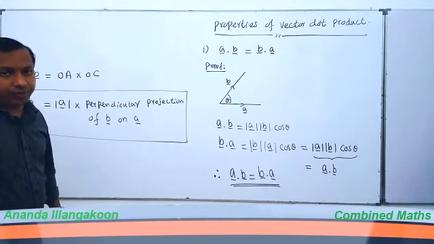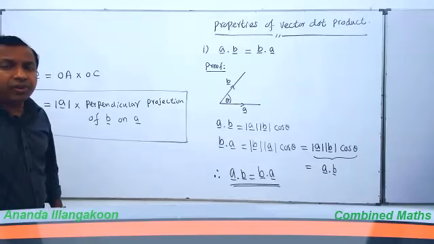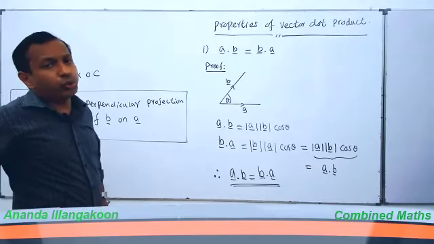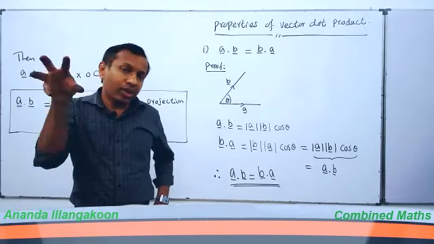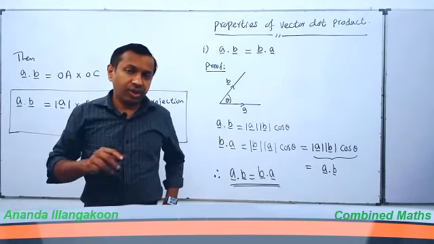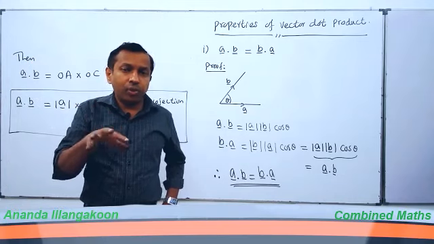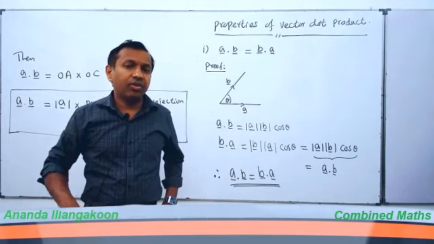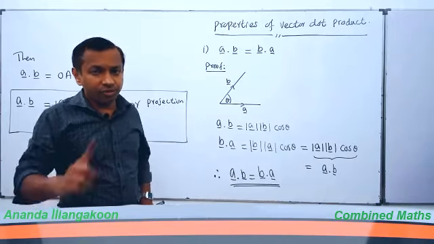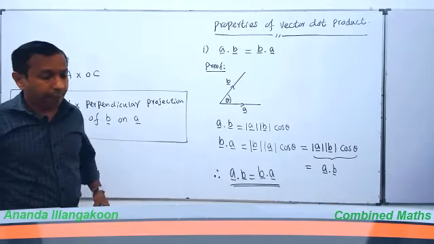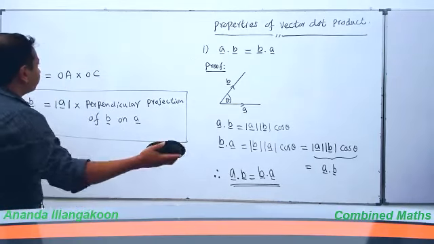That's the first property. That means, people, when we need to take the dot product between two vectors, no need to worry about the order of writing the two vectors. Whether we write A dot B or B dot A, no issue, whichever we write, that's correct, because A dot B and B dot A are equal. That's the first property, number one. Number two.